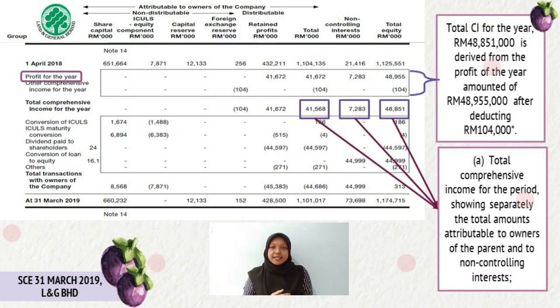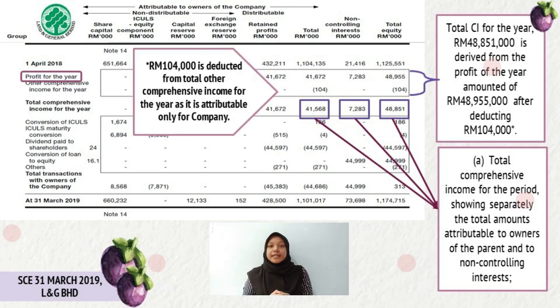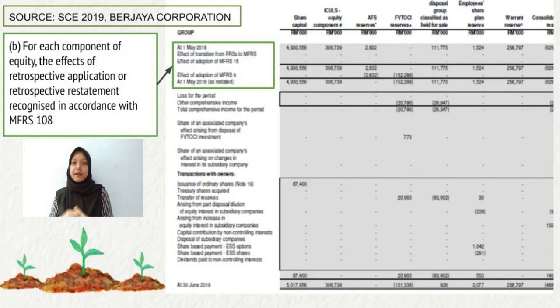As you can see, the total comprehensive income for the year of 48,851 million can also be derived from the profit for the year amounting to 48,955 million after deducting 104 million, while 104 million is deducted from other comprehensive income for the year because it is attributable only to the company.